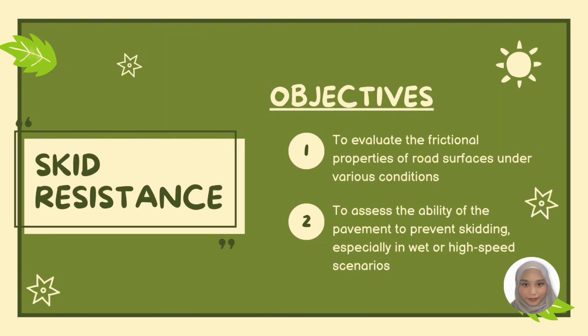The first test that we will conduct is skid resistance test. The objective of this test is to evaluate the frictional properties of road surfaces under various conditions, and the second objective is to assess the ability of the pavement to prevent skidding, especially in wet or high-speed scenarios.